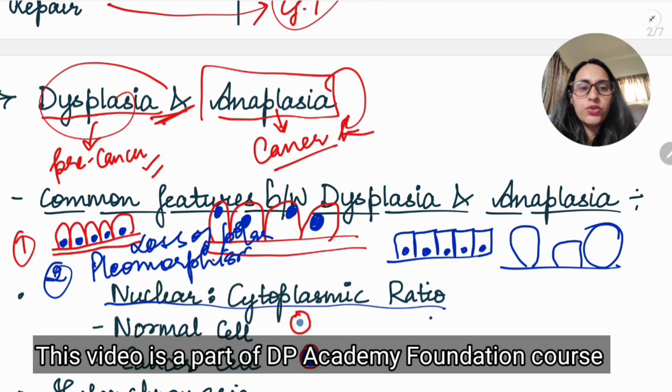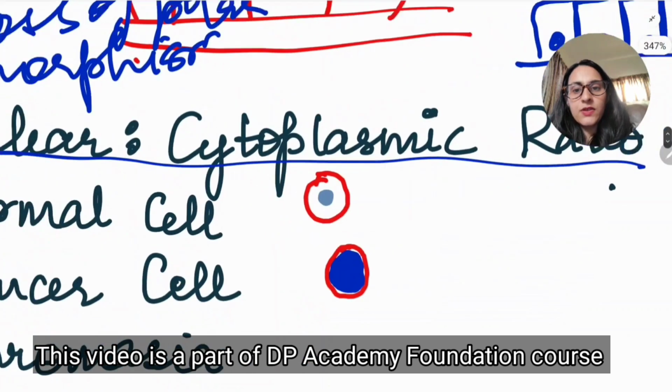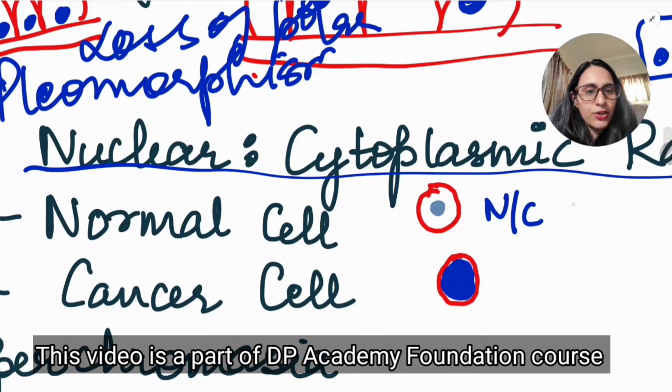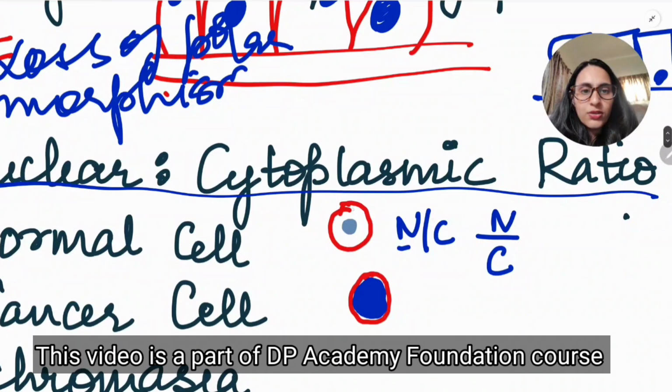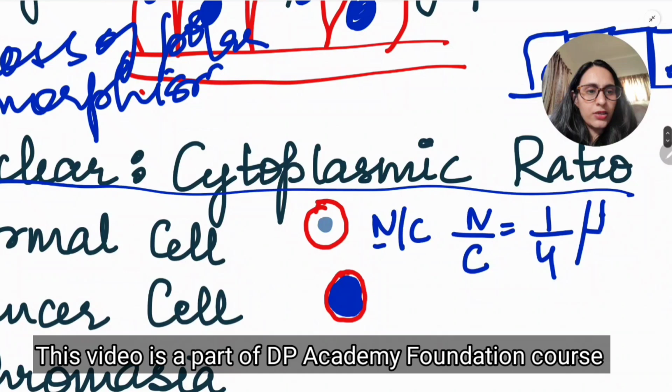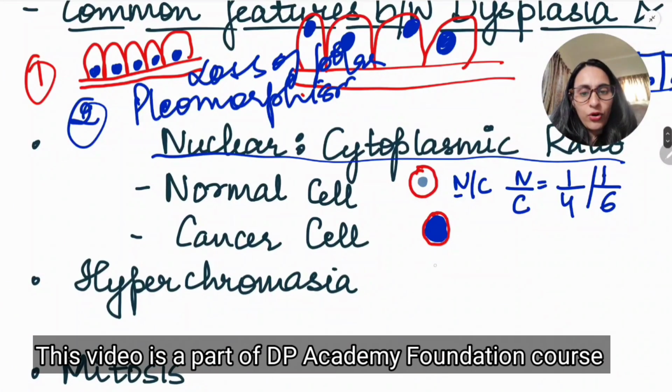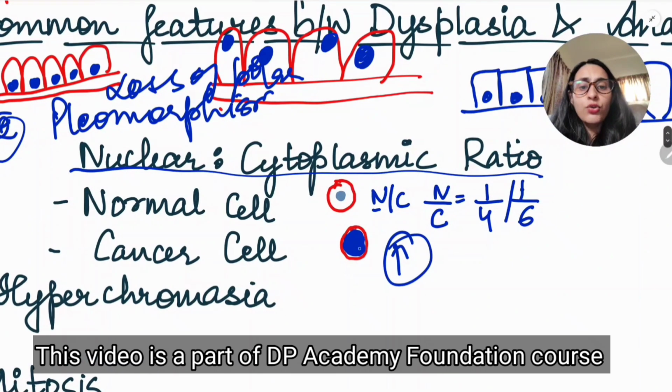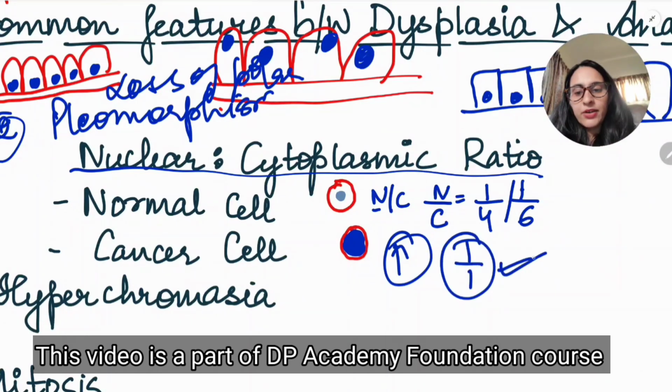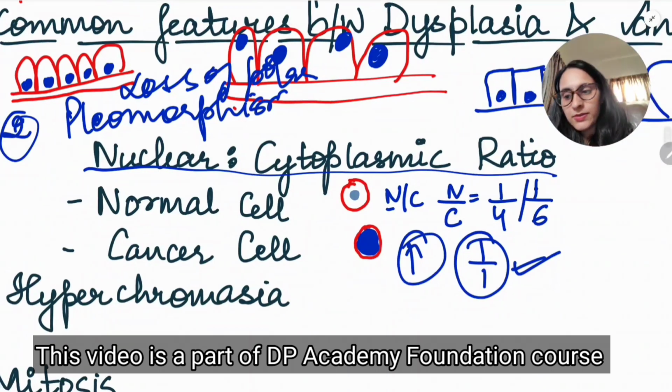The third feature is the nuclear to cytoplasmic ratio. Now, normally, if this is a normal cell, in the nuclear to cytoplasmic ratio the nucleus is at the numerator and the cytoplasm is at the denominator. You can see the nucleus is small and the cytoplasm is very big. So it is either 1:4 or 1:6 in a normal cell. But in case of a dysplastic or anaplastic cell, or a cancerous cell, there is an increase in the nuclear to cytoplasmic ratio. And you can see the nucleus is almost as big as the cell. So it is almost 1:1. The nucleus is the same size as the cytoplasm.